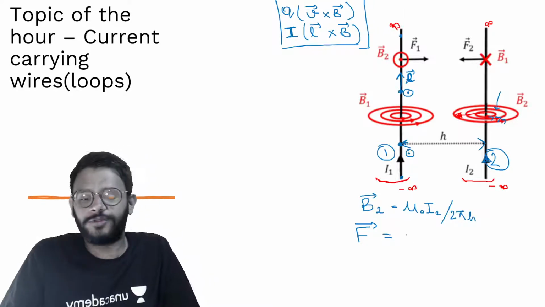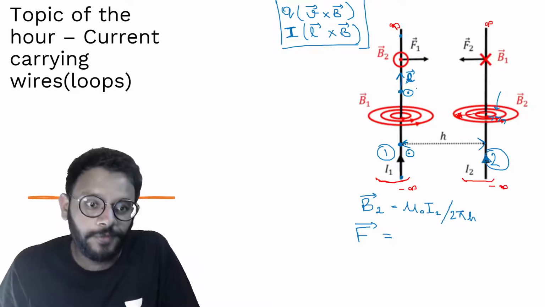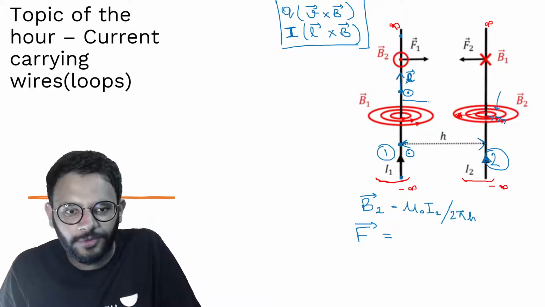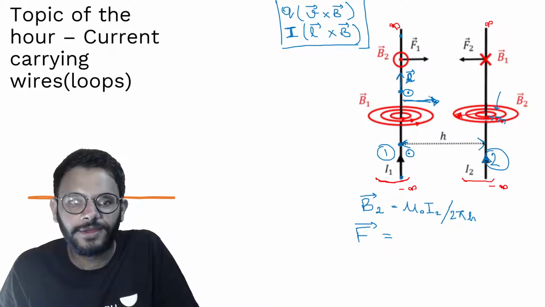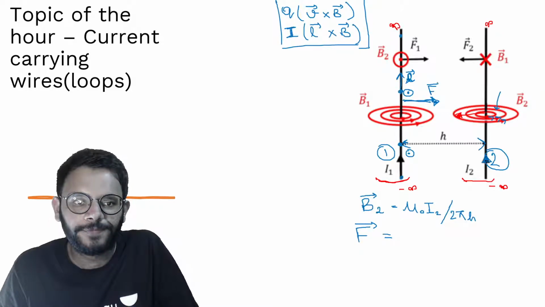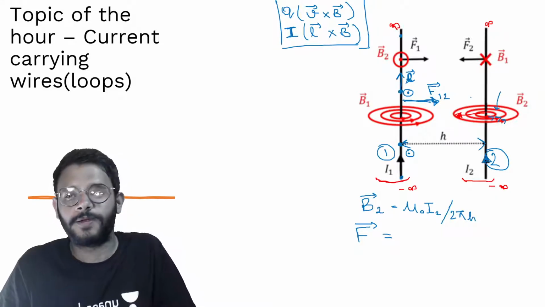So since now we know that the force acting because of wire 2 on wire 1 is going to be towards the right, I'm going to say this is the force acting on wire 1 because of wire 2. It is going to be to the right.